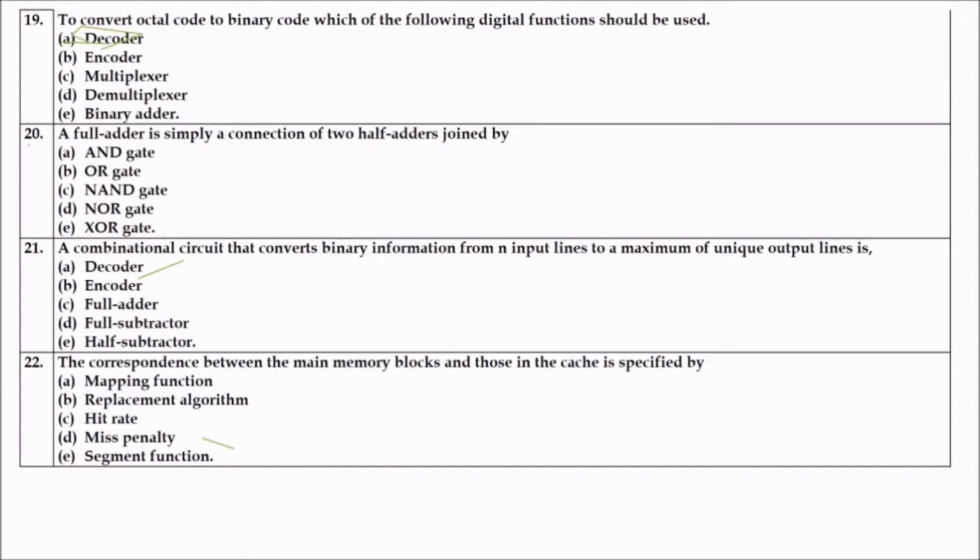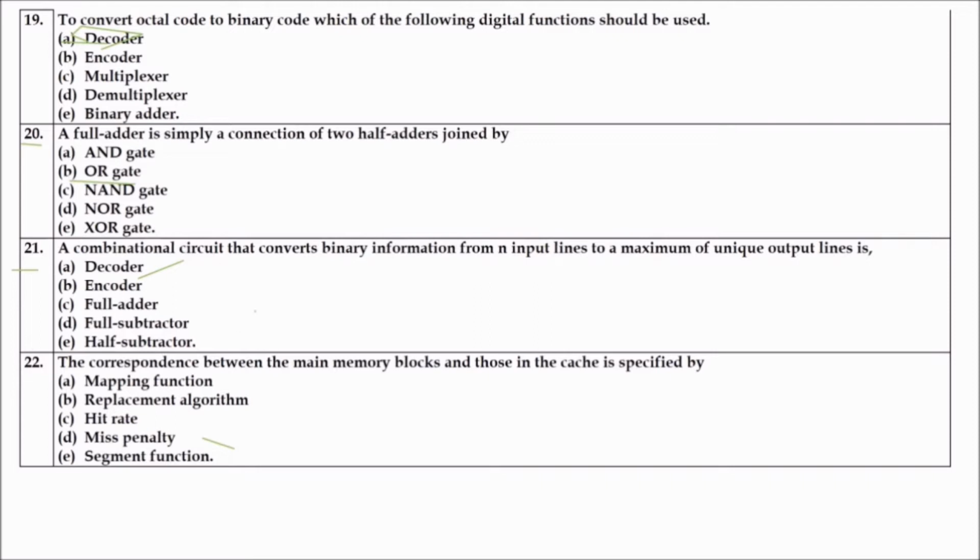Okay. Next is, a full adder is simply a connection of two half adders joined by what? 20. The answer is B, OR gate. A full adder is simply a connection of two half adders joined by an OR gate, and the other half adder simplifies the AND gate also.